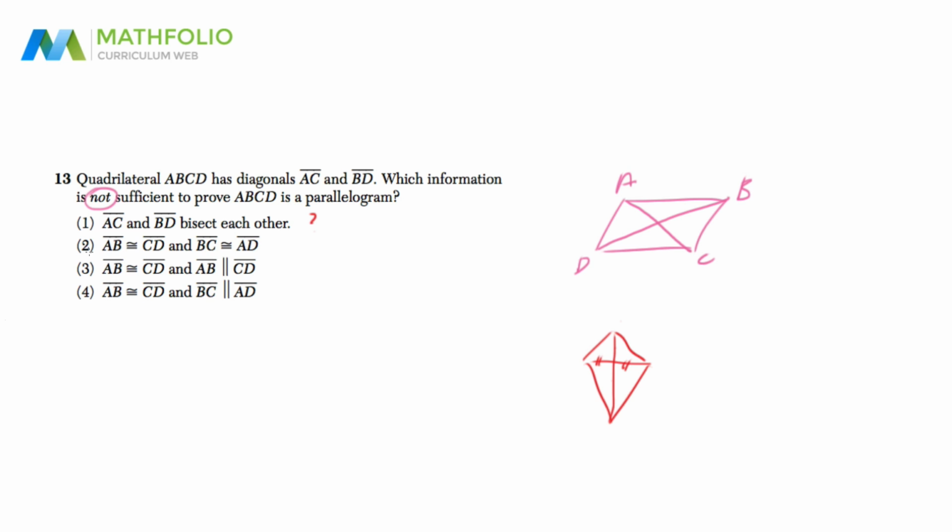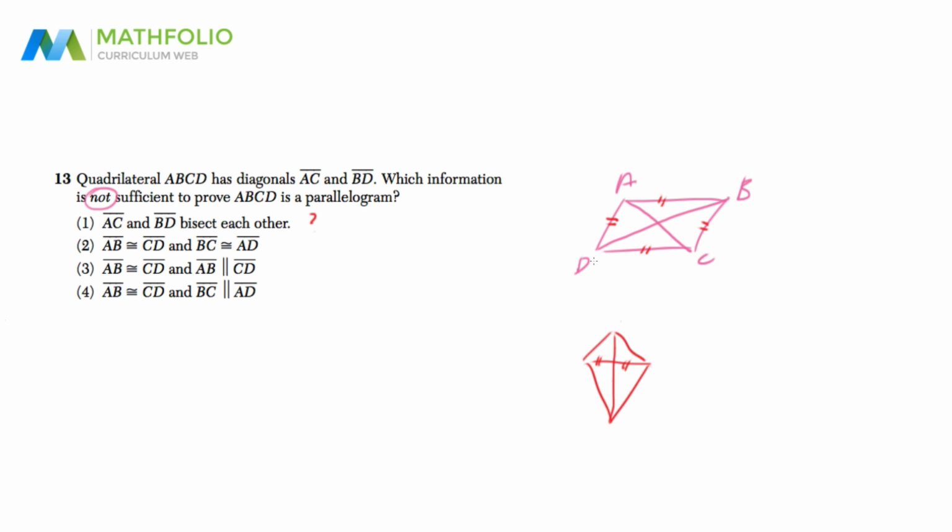Okay, for option 2, it says AB is congruent to CD. So A to B is congruent to CD. And also BC is congruent to AD.